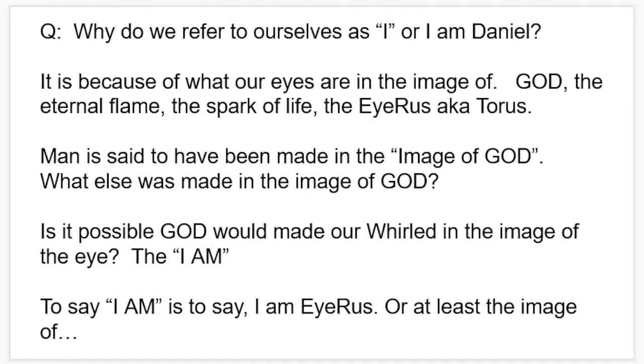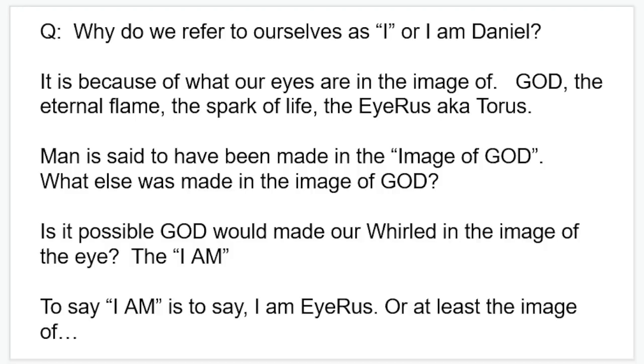And maybe I think today I'll leave you with this question. Why do we refer to ourselves as I? Or I am Daniel? Like, nice to meet you, I'm Daniel. I. With just the letter I? Or is it really a bit deeper than that? Is it because of what our eyes are in the image of? God, the eternal flame, the spark of life, the EyeRus, aka Taurus.